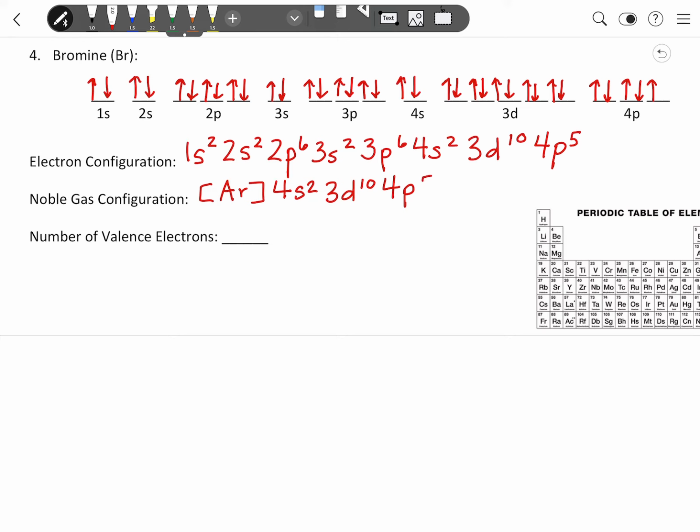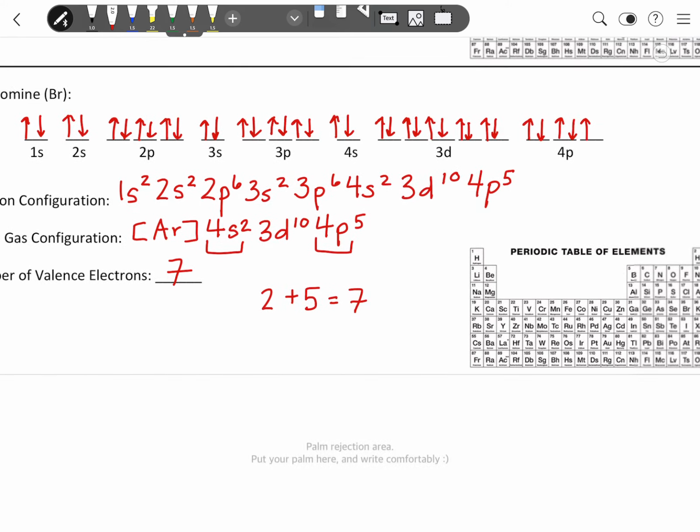And S is the first 2 columns as well? Yes, this is S. Okay. What's the highest energy level here? 4. So I'm going to look at 4S and I look at 4P. How many does S have? 2. How many does P have? 5. So 2 plus 5 is what? 7. You know your math. Oh, so if they're the same, then you add them together? Yeah, 7 valence electrons. Same energy level, you add them. Okay, we're almost done.